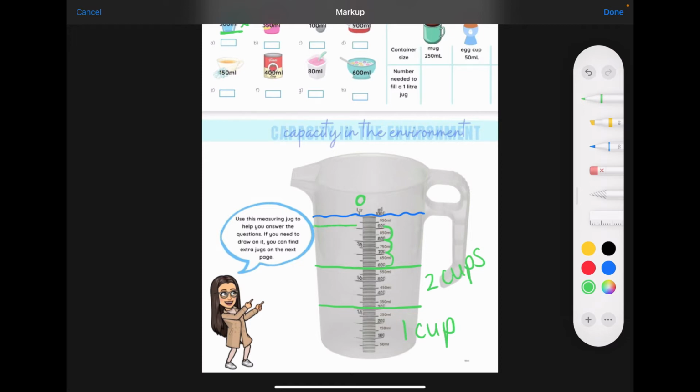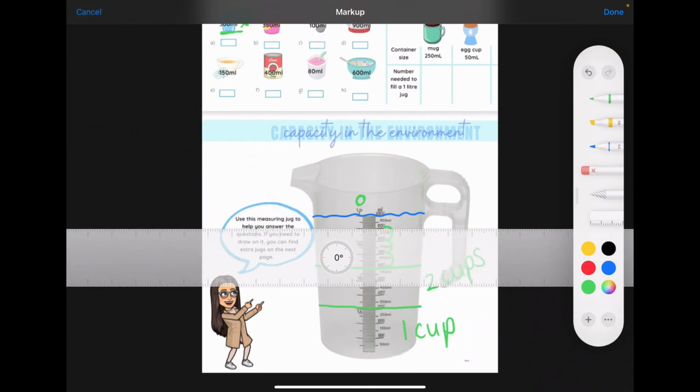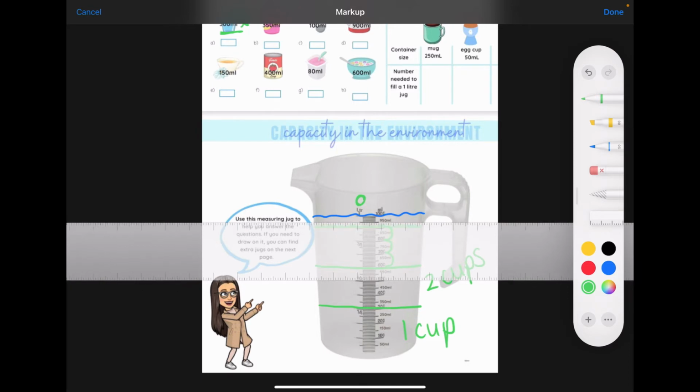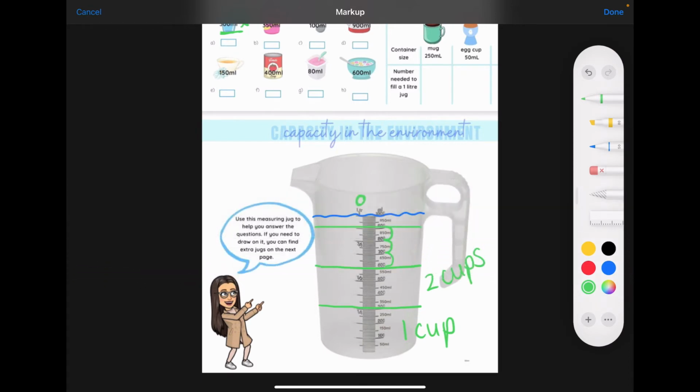And I'm going to draw a line at the 900 mil mark, and I will use my ruler to make it more accurate. Okay, I'll turn my ruler off. So there we go. We have now been able to fill 3 cups with the 1 liter jug of water. However, I do still have this little bit of water left up top.